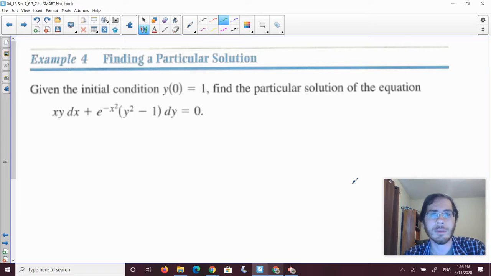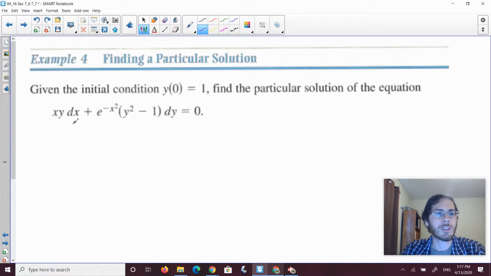So how do we do it? Well, we kind of do it the same way we just did 5.6. We have an initial condition. Find the particular solution of the equation. We basically ignore this until we get to kind of a good point where we can plug them in. So we're going to use our separation of variables. X is on one side, y is on the other.